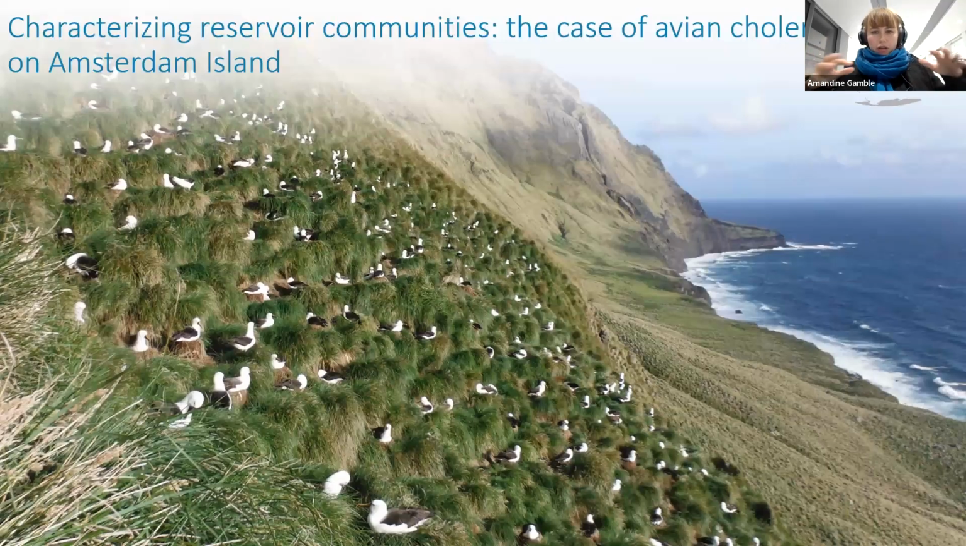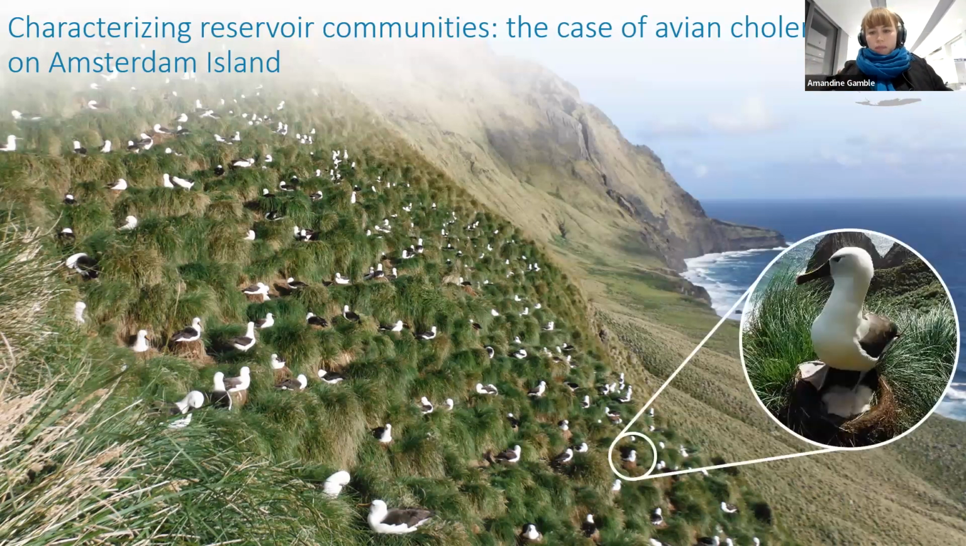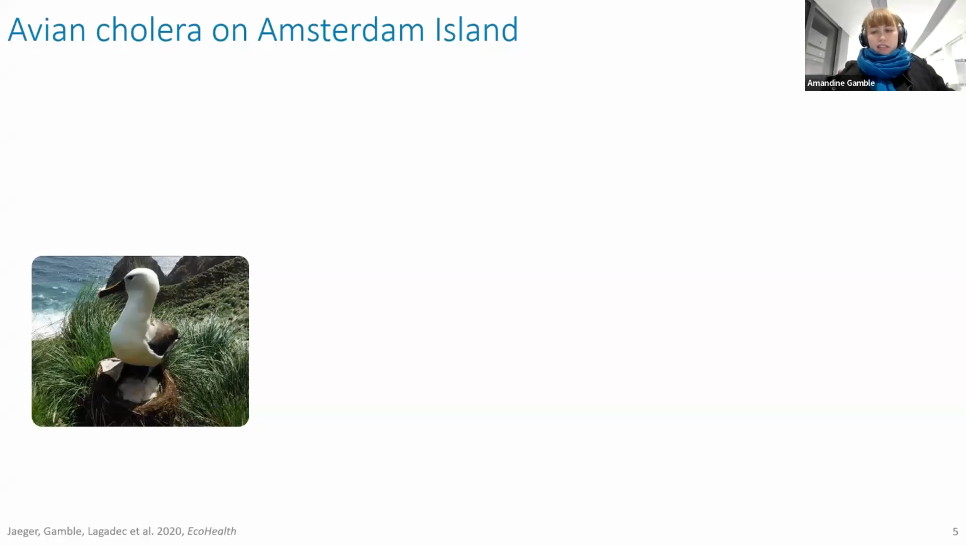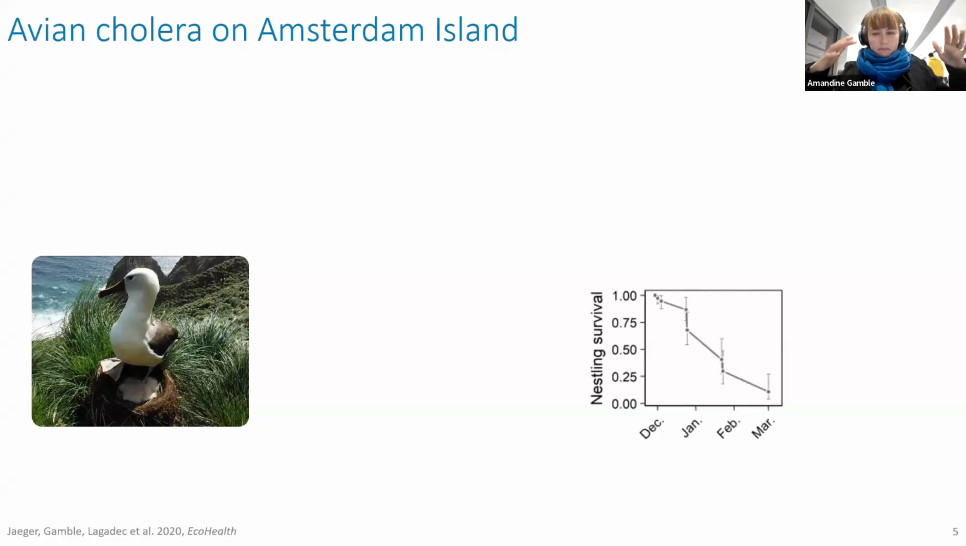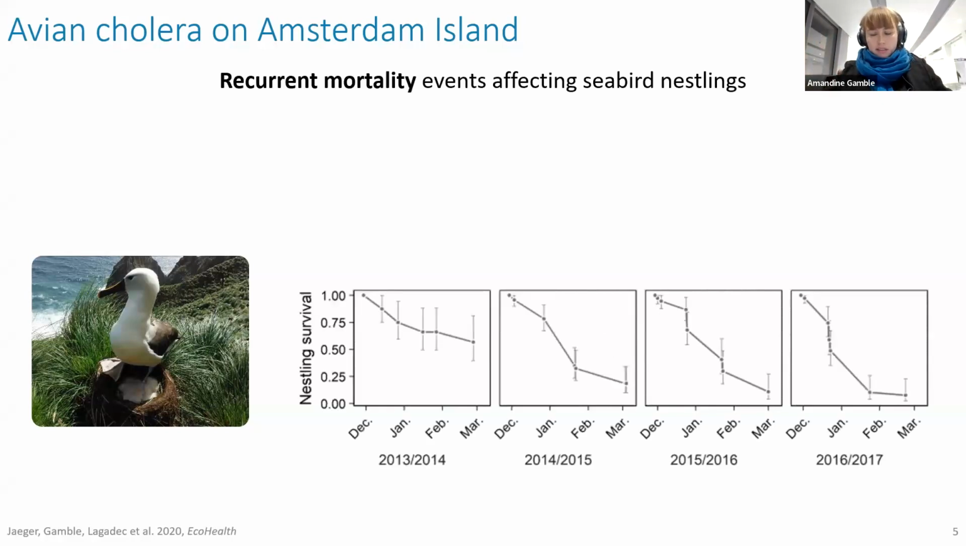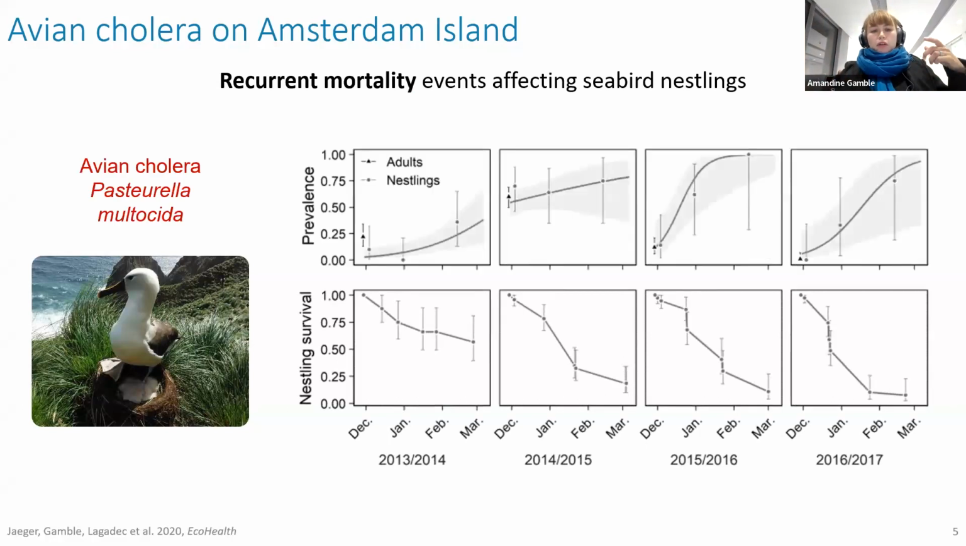So this is a typical subantarctic island where we have big cliffs with lots of seabirds. And in that specific island, Amsterdam Island in the southern Indian Ocean, you can very often see that kind of picture where we have a parent on its dead chick. And after several years of investigations, we understood that there were massive mortality events affecting the chicks, causing almost all of them to die several years in a row, and that has been lasting since the mid-80s. And we found out that avian cholera, Pasteurella multocida, the bacteria causing avian cholera, was very likely responsible for those mortality events.